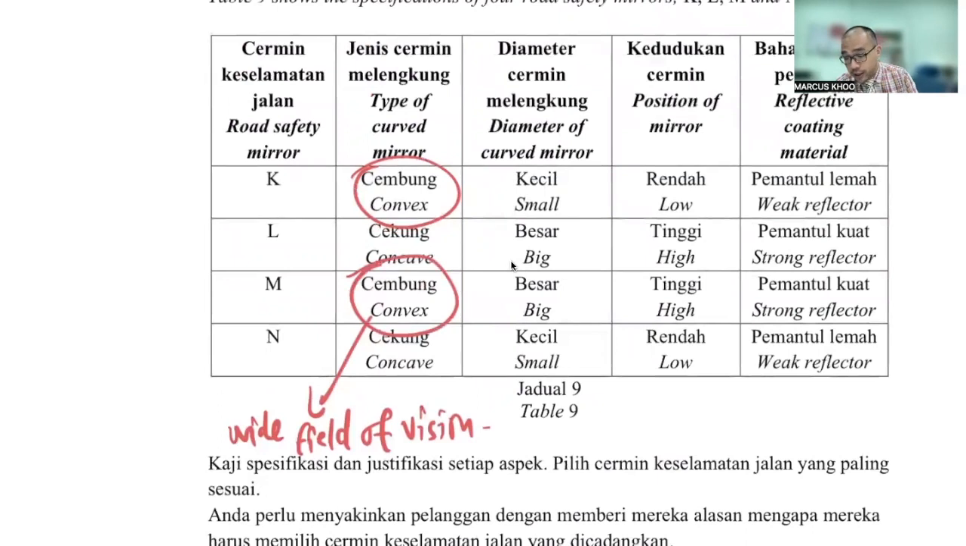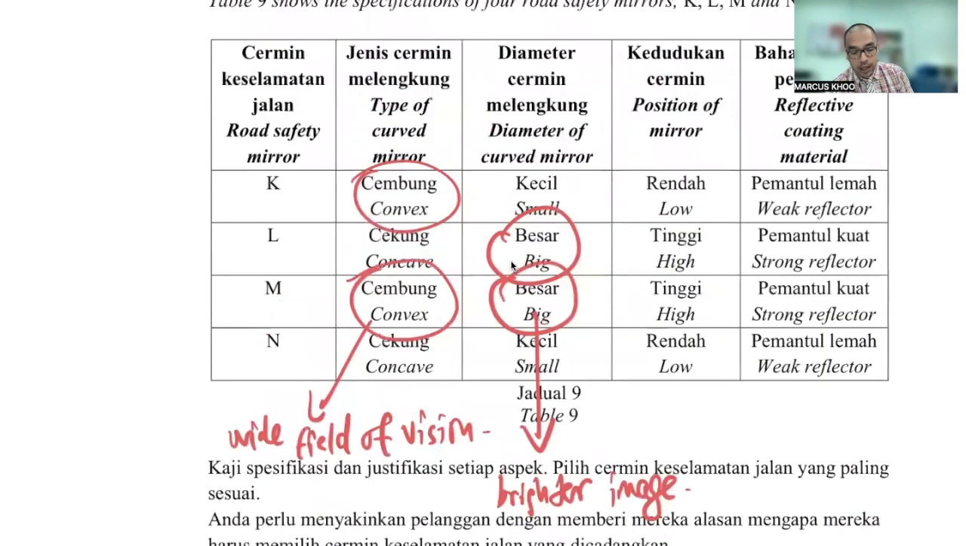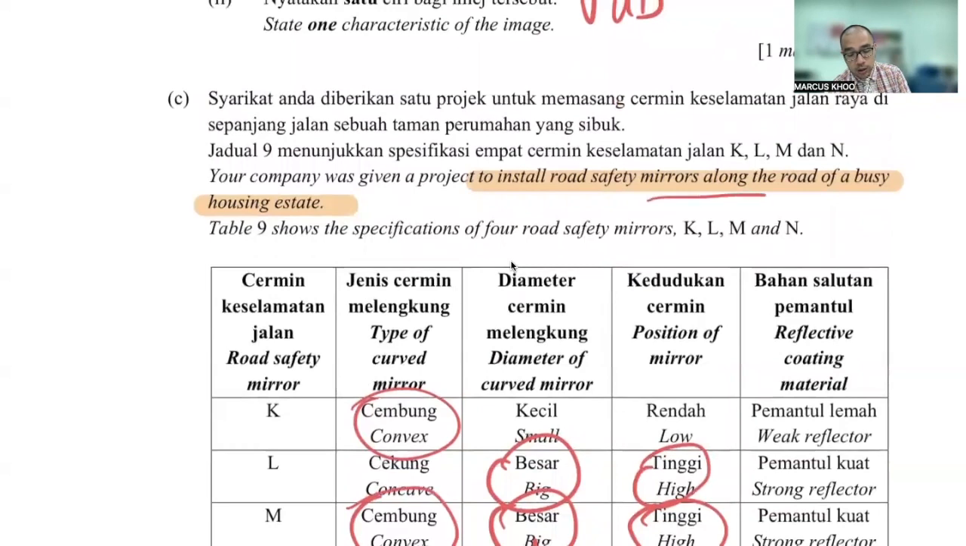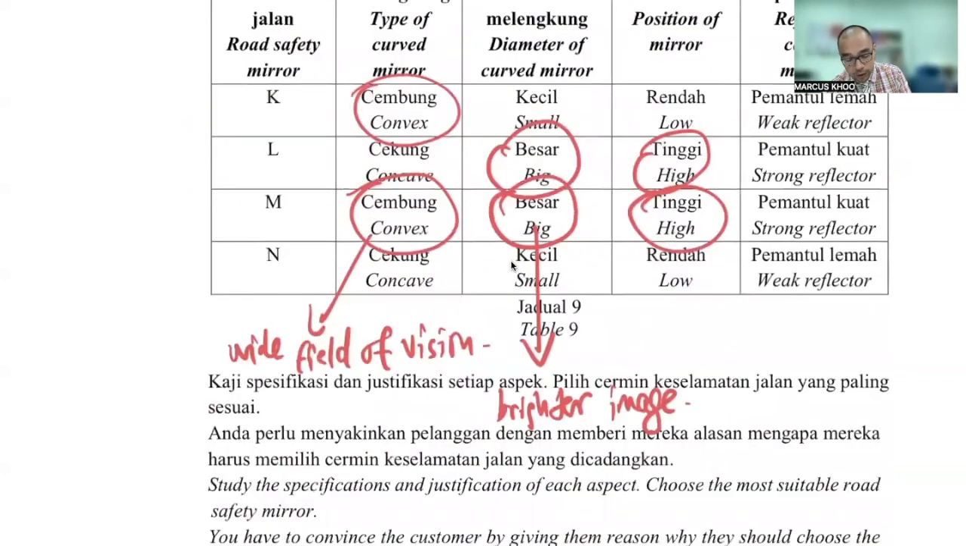The diameter of the curved mirror should be big, because a bigger diameter means the mirror is a bigger size, so you can have a brighter image. The position of the mirror should be high, because this is along the road of a busy housing estate. You don't put the mirror on the road; put it somewhere high up. Usually when you put the mirror somewhere high up, there will be no obstacles.